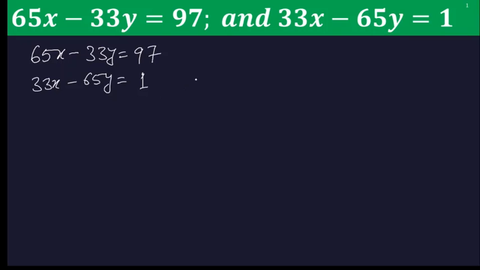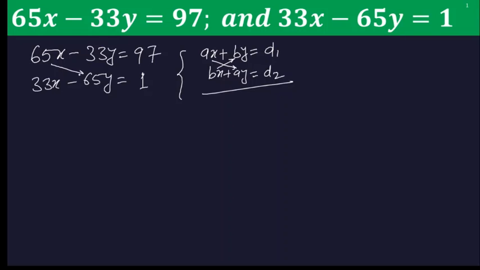Just try to see the pattern of the question. Here we have ax plus by equal to d1, and here bx plus ay equal to d2. That means the two numbers are placed crosswise and are the same: we find this 65 and this 33 are equal and the same. So in this manner we follow one easy way to reduce the calculation. So I am doing that.